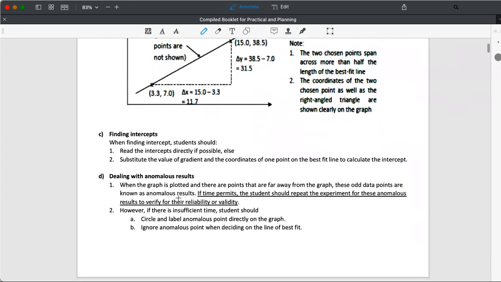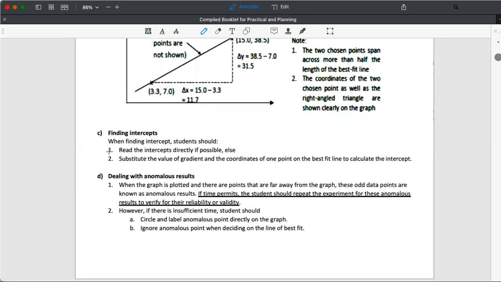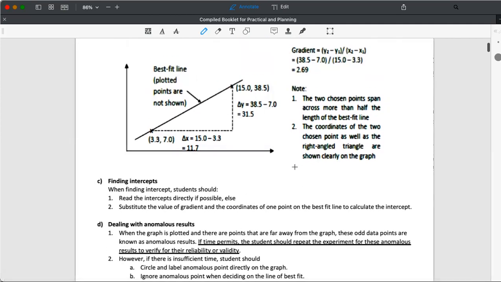Next, in a question, you may be asked to find the intercept, either the x or the y intercept. Okay, so please read the intercept directly if possible. Or you can also do this. If let's say the graph looks like this, you can't really see where the y-intercept is because this is your graph paper. It doesn't extend all the way to the negative portion of the vertical axis. So in this case, you have to do this.